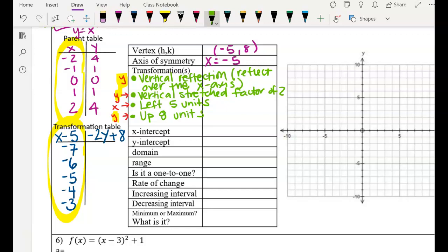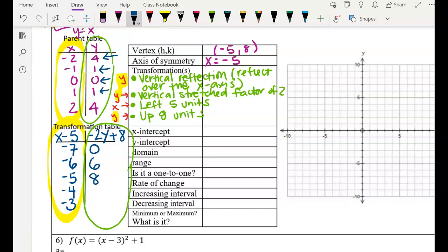Now we will take all of the y's here and move them here by multiplying by -2 and adding 8. So first, 4 times -2 is -8. -8 plus 8 is going to be 0. Then this one is the next value. 1 times -2 is -2. -2 plus 8 is 6. Next is the 0. 0 times -2 is 0. 0 plus 8 is 8.